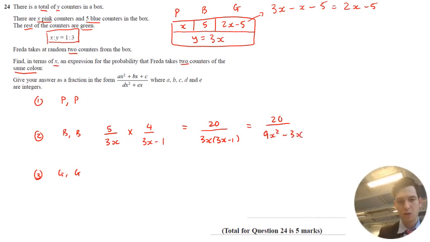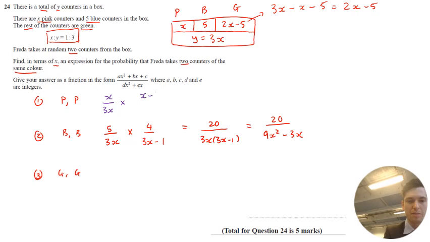Okay, let's now do it for pink. So, probability of getting a pink on the first one is x over 3x. And the second one, can you think about what it might be? x minus 1 over 3x minus 1. And I can simplify that.